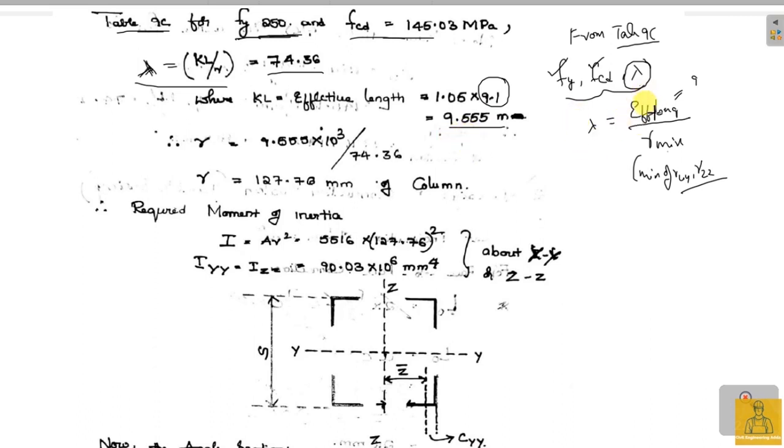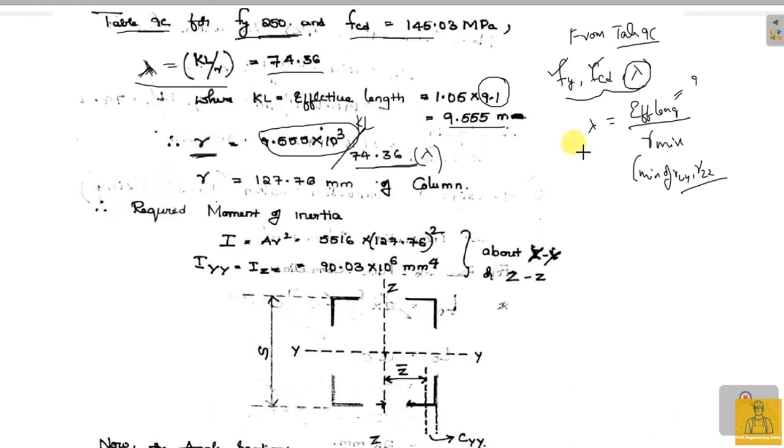So lambda is equals to effective length by R minimum. So R is equals to 9.555 into 10 to the power of 3, in terms of mm, divided by lambda value, I got R. But remember here, this R is the radius of gyration of the entire built-up section, not the angle section. That is to be noted.